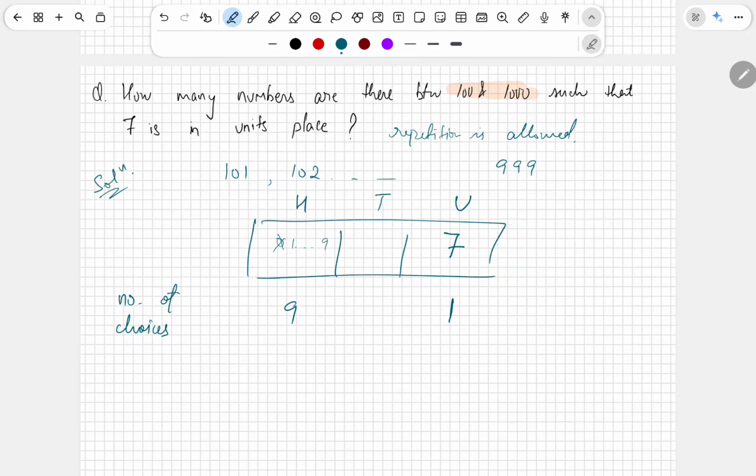In the tens place, I have total 10 choices: 0, 1, 2, 3, 4, 5, 6, 7, 8, 9. So the answer will be 9 into 10 into 1. That is going to be 90 numbers. I hope this was clear.